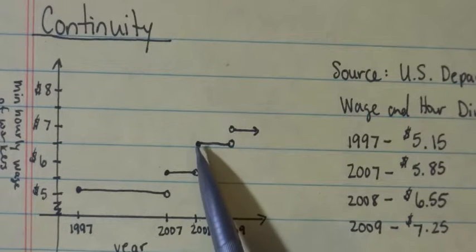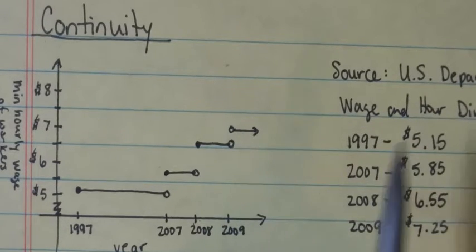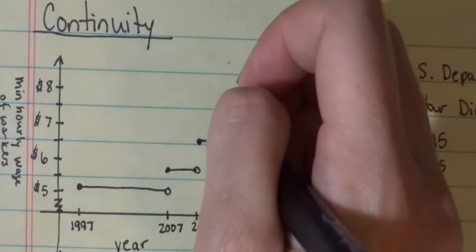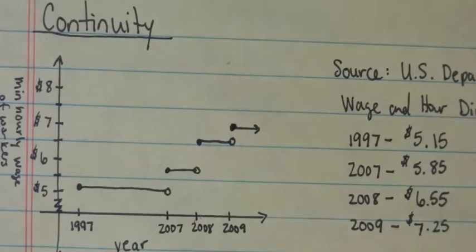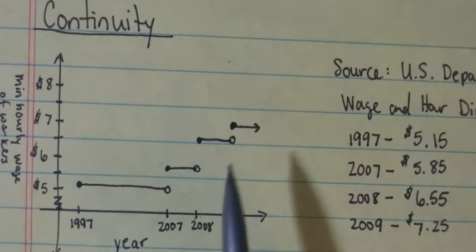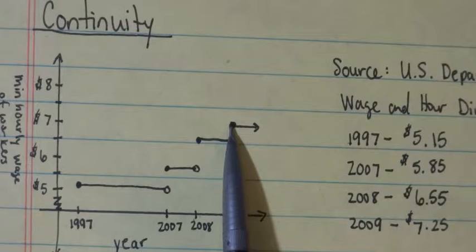But in the year 2008, it would correspond to this level, and that would be the third jump there, so 6.55 everywhere in 2008. And then in 2009, sorry, I need to fill in my hole there. Actually, in 2009, it jumped up to 7.25. And so for 2009, the function value was 7.25.